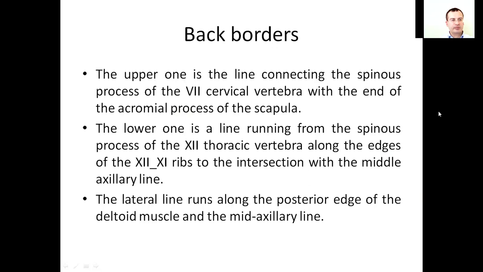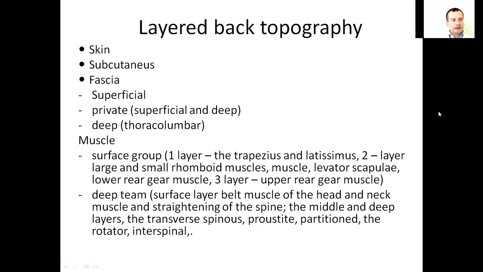Back borders. The upper one is the line connecting the spinous process of the seventh cervical vertebra with the end of the acromial process of the scapula. The lower one is a line running from the spinous process of the 12th thoracic vertebra along the edges of the 11th ribs to the intersection with the middle axillary line. The lateral line runs along the posterior edge of the deltoid muscle and the mid axillary line.